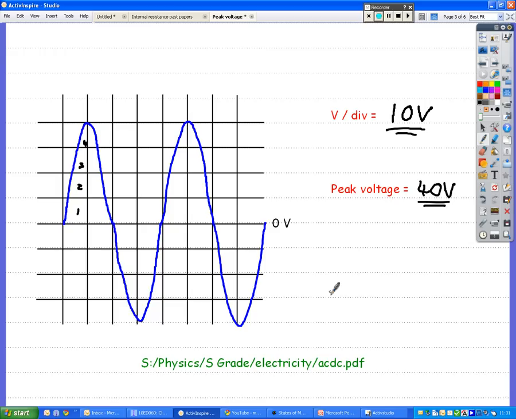And the other important thing to remember is that peak voltage is always higher than the declared voltage, the voltage that you are told is coming out of the supply.